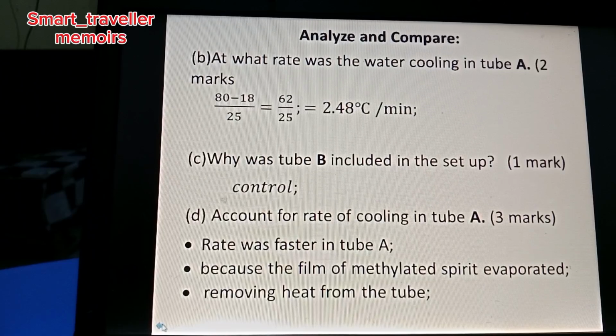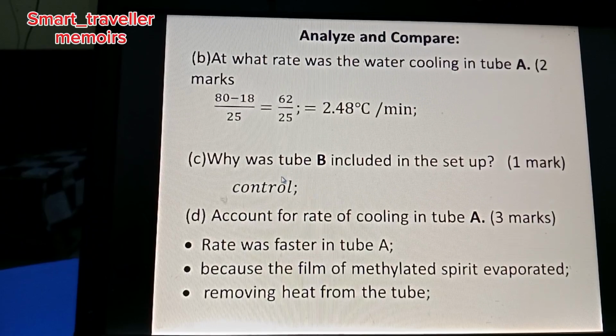So I hope I've explained there. All right. That is, at what rate was the water cooling in tube A? And I said 80 is the temperature at the beginning, and 18 is the temperature after 25 minutes. So to get the rate, get the difference and divide by 25, the total time taken, you get 62 over 25, which is 2.48 degrees centigrade per minute.